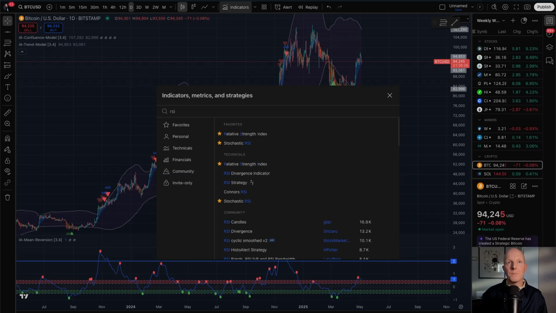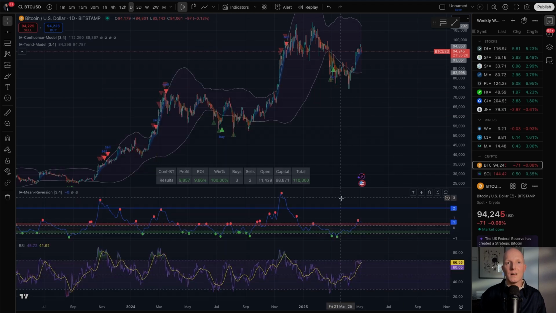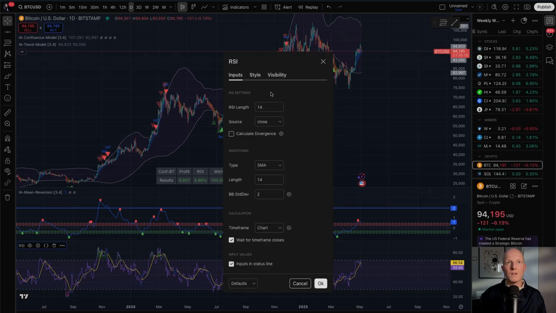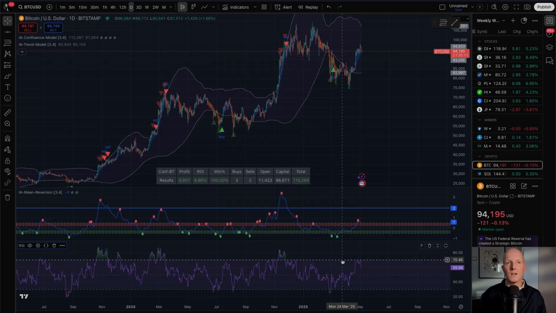But what I want to bring up here is just one other simple tool that I like to use in conjunction with IADSS, and that's the simple RSI indicator. And just one setting I'll change on RSI is I'll turn off this yellow trend line because I don't really want that. I just want to see RSI on its own.